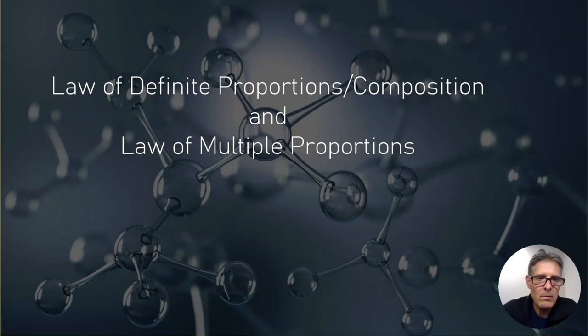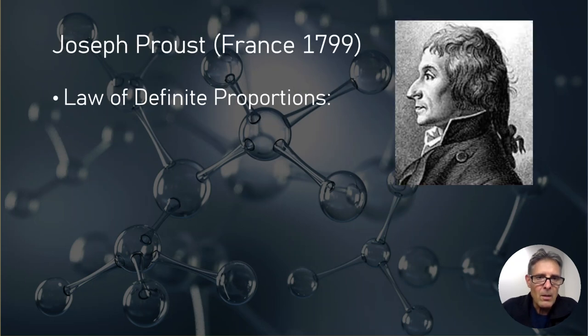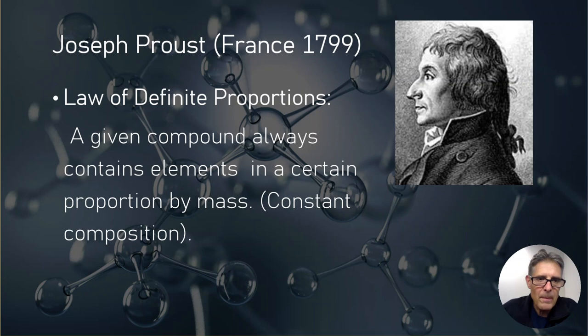The law of definite proportions is also sometimes called the law of definite composition. Allow those to be the same. And then the other law is the law of multiple proportions. About 1800, Joseph Proust made this conclusion that a given compound always contains elements in certain proportion by mass.